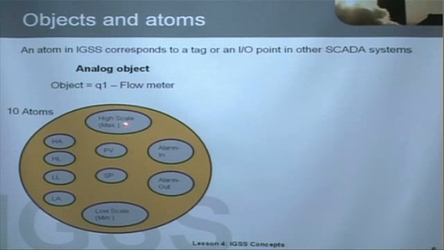We have the high scale atom, which is the max value of the analog measurement scale. The low scale, which is the minimum value. We have PV, which is process value. We have SP, which is the set point. We have 4 built-in alarm limits: high alarm, high limit, low limit, and low alarm. And then we have 2 atoms concerning digital alarms, the alarm coming in from the PLC and the operator's acknowledgement going out to the PLC.